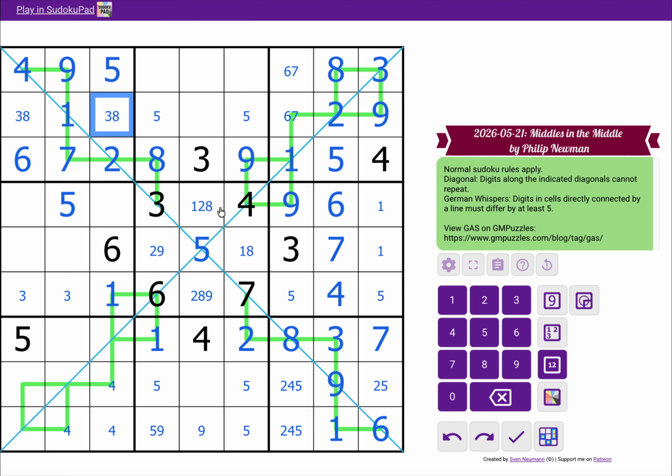Okay, so this line, right? 1, 2, 3, 4, 5, 6. So this is 7, 8, 9 again. 7, 8, 9. So there's only one place 7 can be. That 7 is going here. And then the 8 is going here. And the 9 is going here. Yes. Okay.